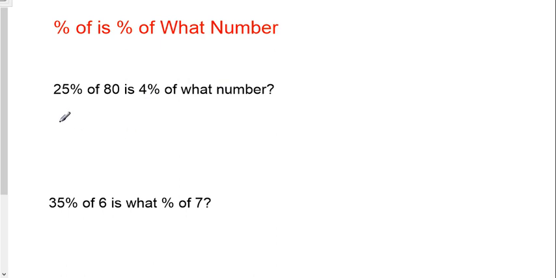So stay with me here for a minute. To do a percent of a number, remember what we always do. It's percent times the total equals the part. That is a great formula to know. Make sure the percent is as a decimal. Okay, so knowing that, we know that 25% times 80 equals 4% of what?